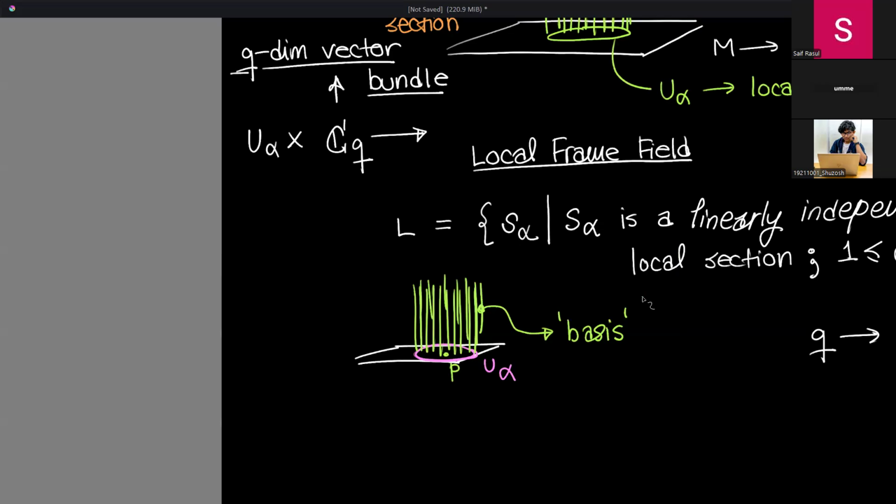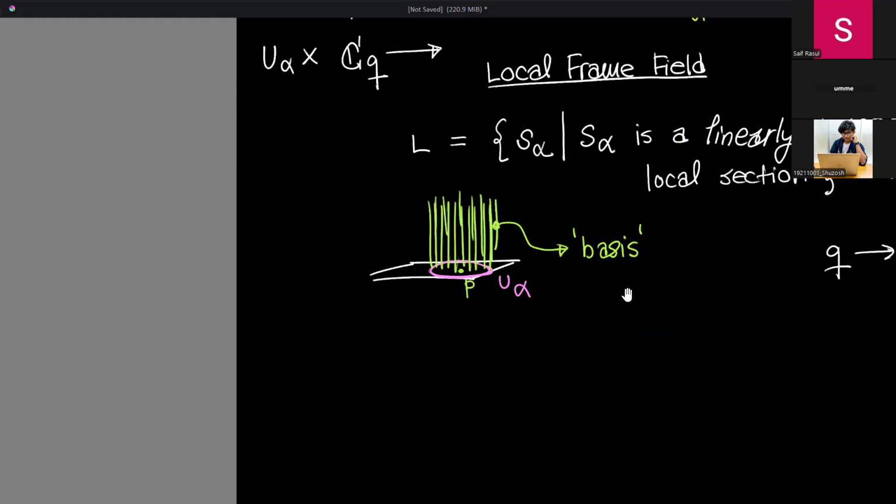So we can do this, turning one basis into the basis for things over the manifold, over a local section of the manifold, for bases, right? So what happens if we take the basis for one vector space at a point P, and then we extend it to include all of the bases in all of the fibers over all of the fibers in U alpha? Then we get a local frame field.